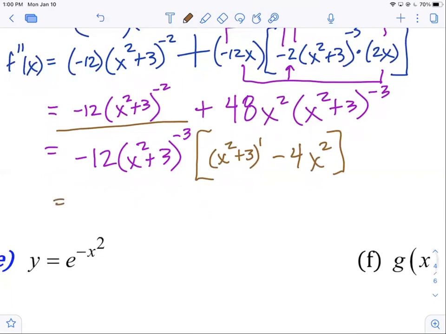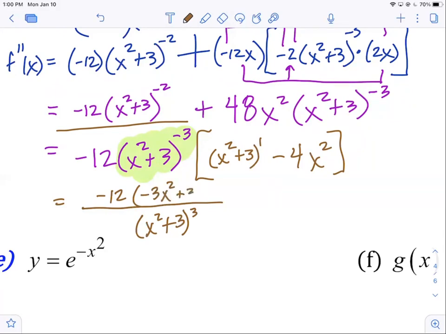Now let's clean it up. Here's the last step. We're going to put it into single fraction form. I have a -12 in the top. This piece here to the -3rd, you go downstairs. Have a good time down there. And then look, it's to the first power. So really, I can drop the parentheses. There's nothing to expand or distribute, so I can combine like terms inside, can't I? So x squared minus 4x squared is -3x squared, and then plus 3.